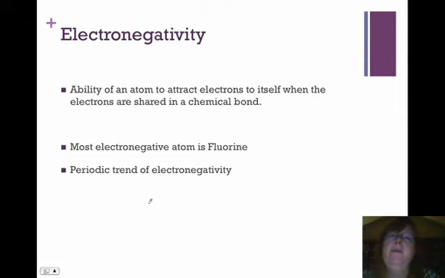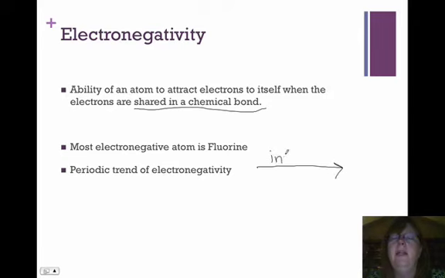Now this is a term we've been using pretty much all year, electronegativity. It's the ability of an atom to attract electrons to itself when the electrons are shared in a chemical bond. So now this whole definition makes perfect sense to us: the shared chemical bond, which is our covalent bond. We remember that the most electronegative atom is fluorine, and on the periodic table, as you go from left to right, electronegativity will increase. And when we go from bottom to top, the electronegativity will also increase.